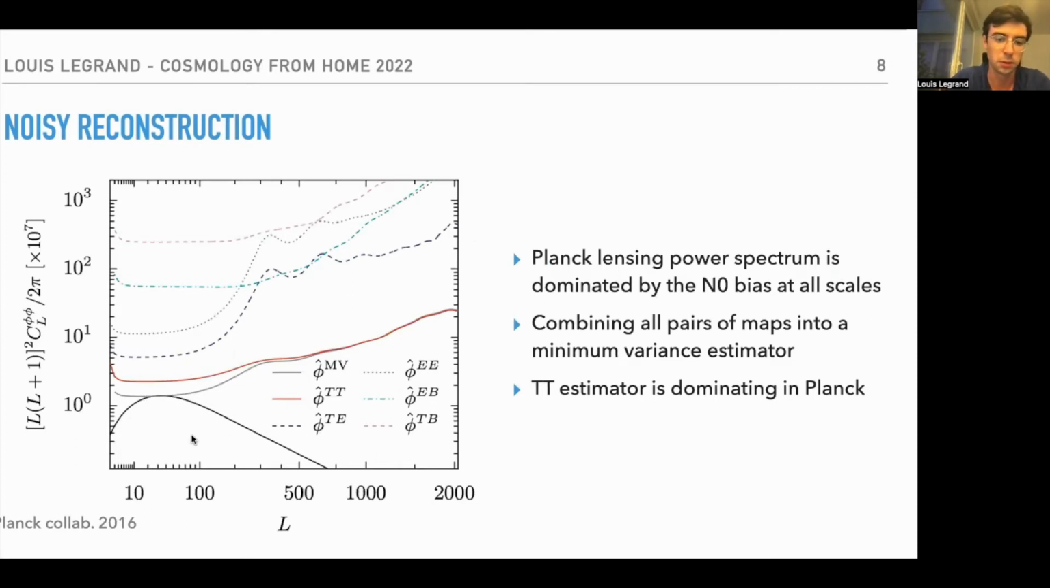This is for the Planck analysis, where there were different combinations of estimators. If you combine temperature with temperature, you get the TT estimator. If you combine temperature and E mode, you get TE, and then EE, EB, TB, etc. The minimum variance, the MV, combines all these five estimators together to get the best estimator possible. The black line here is the signal that we want to measure, and the gray line is the bias terms present in the map. But we can estimate it analytically, so we can remove it from our estimates and get an unbiased estimate of the CMB lensing power spectrum. As you can see, the TT estimator is dominating in the Planck analysis.